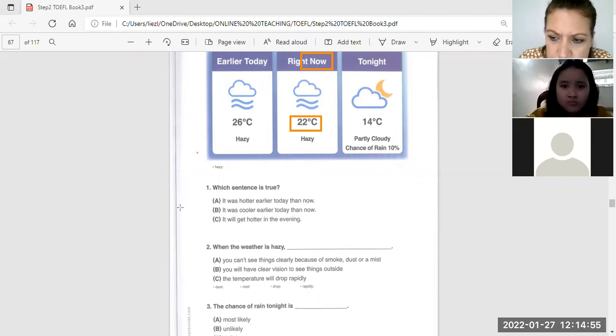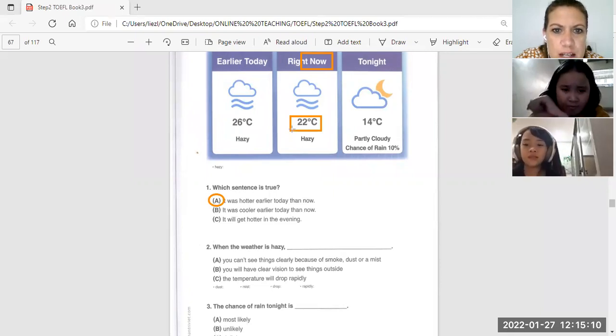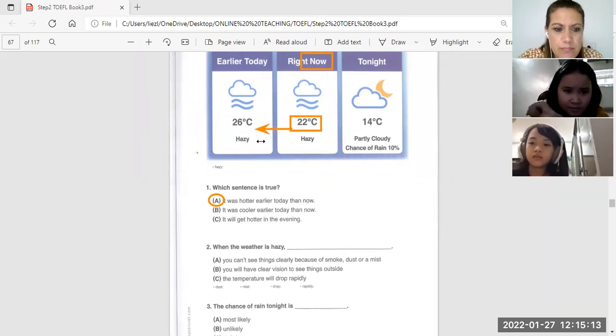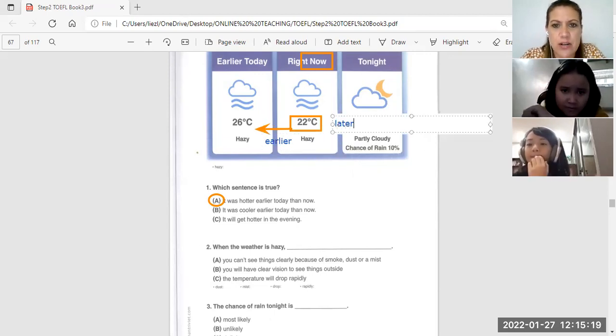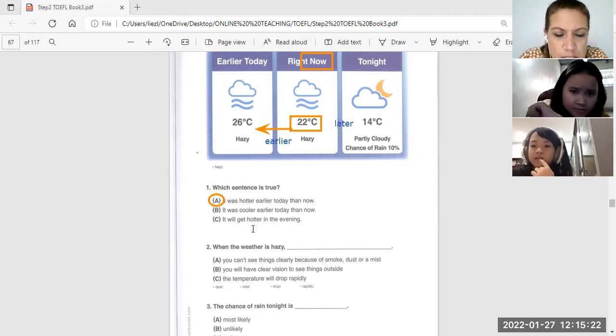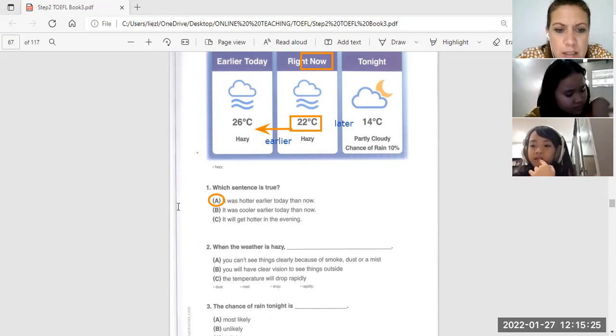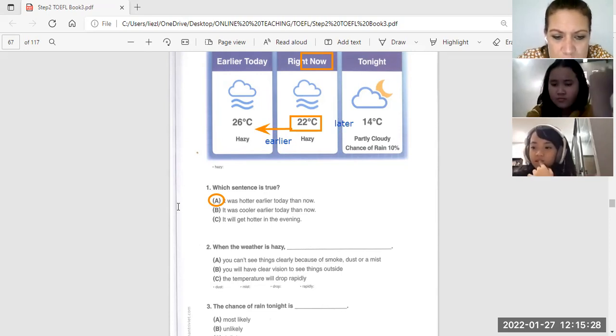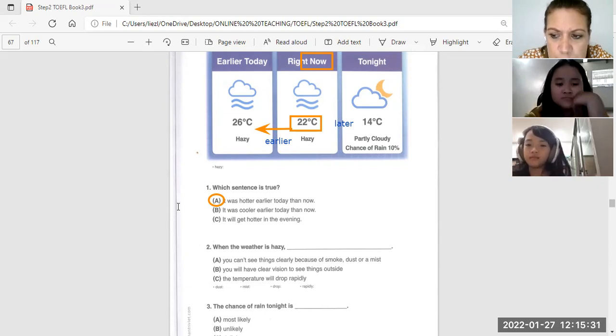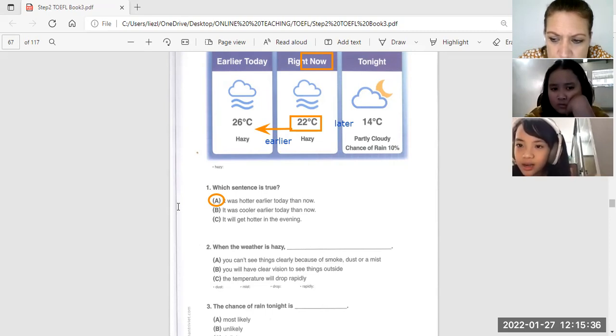Okay, Pyongni, what's your answer? Let's have a look. Which sentence is true? It was hotter earlier today. This is earlier. It's hotter. It was 26. This side is later. Later, colder, not hotter. That's number A. When the weather is hazy, what does hazy mean? Anian, look at number 2. When the weather is hazy.